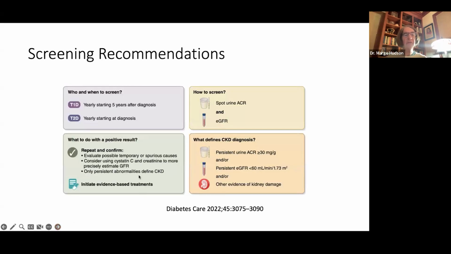So for screening for nephropathy, start in type 1s yearly, 5 years after diagnosis. Type 2, yearly at diagnosis, just like with retinopathy. Spot urine and GFR. We went over what defines CKD. If you get an initial positive result, recheck it to confirm it. And then initiate evidence-based treatments.